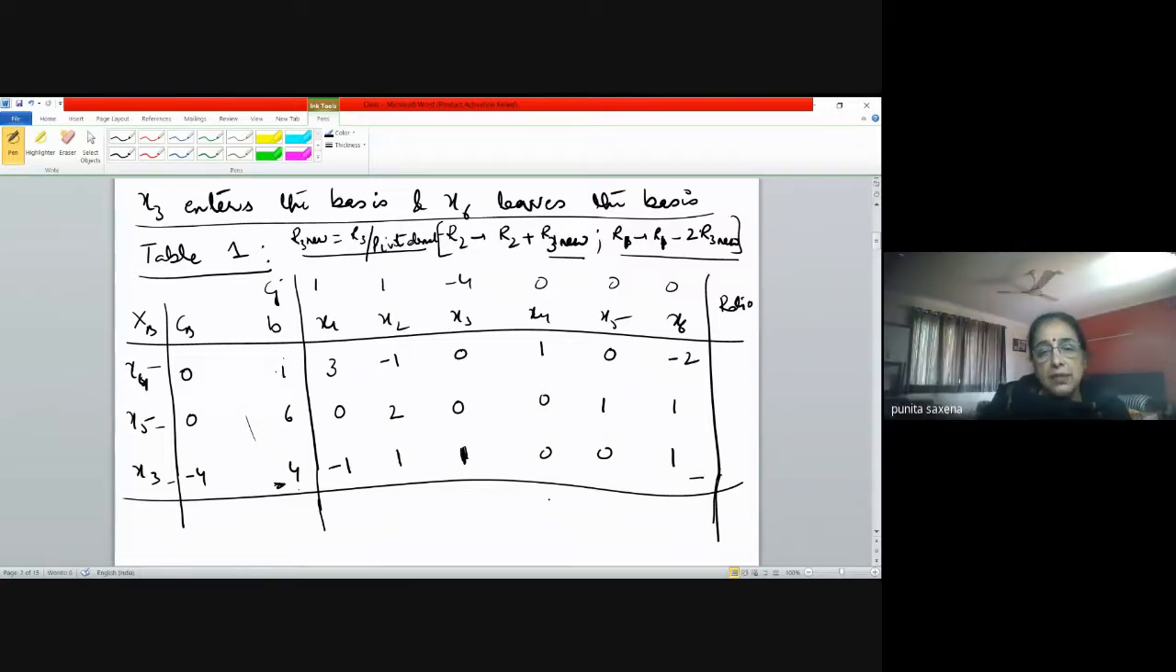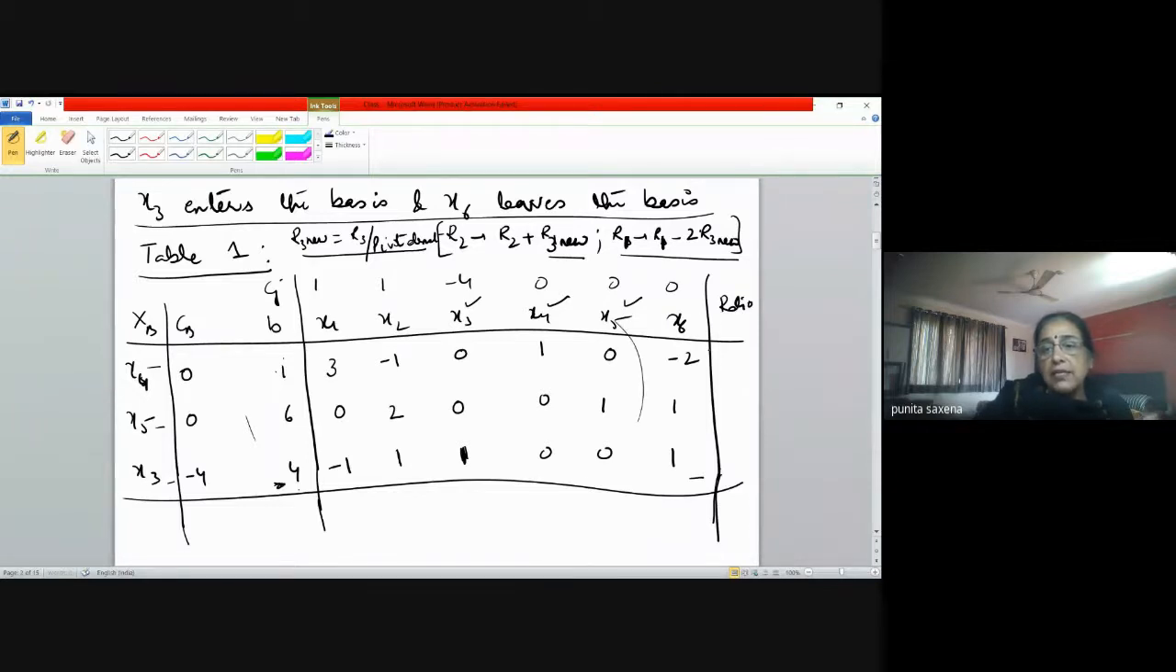Is this okay? So you can see for yourself. Now your identity matrix corresponds to what? X4, X5 and X3, right? So your B is actually nothing but A4, A5, A3. This is your new B now.